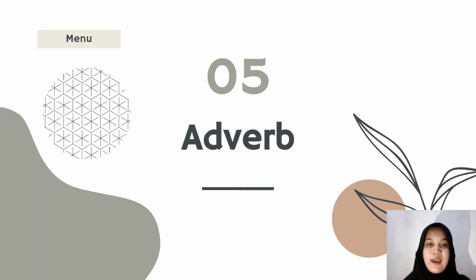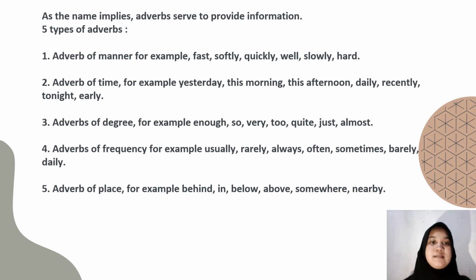Fifth, adverb. As the name implies, adverbs serve to provide information. Five types of adverbs. 1. Adverb of manner, for example, fast, softly, quickly, well, slowly, and hard. 2. Adverb of time, for example, yesterday, this morning, this afternoon, daily, recently, tonight, and early.